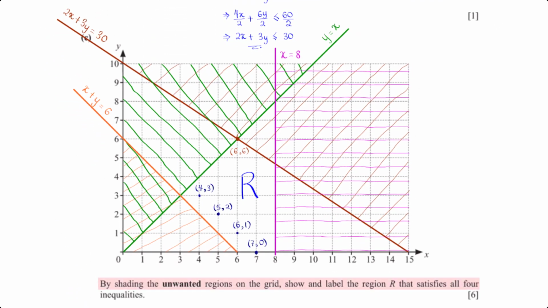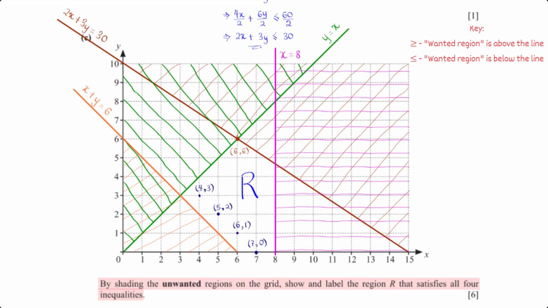By shading the unwanted regions on the grid, show and label the region R that satisfies all 4 inequalities. Before we can shade the unwanted regions, we need to draw the boundaries or the lines for each of the inequalities. So for all 4 inequalities, we draw the lines x plus y equals 6, y equals x, x equals 8, and 2x plus 3y equals 30.